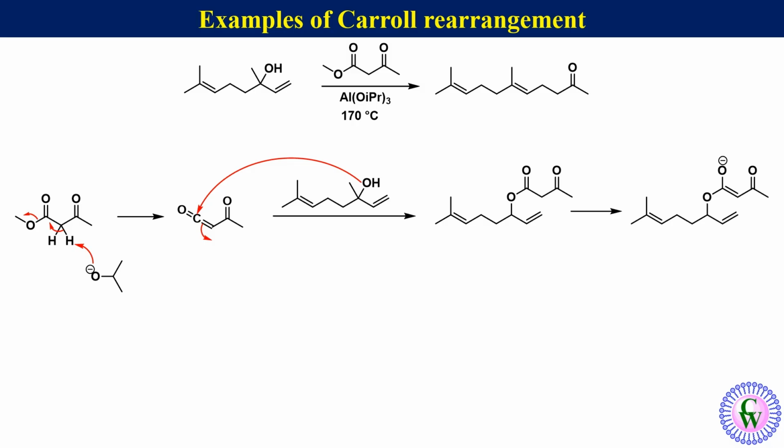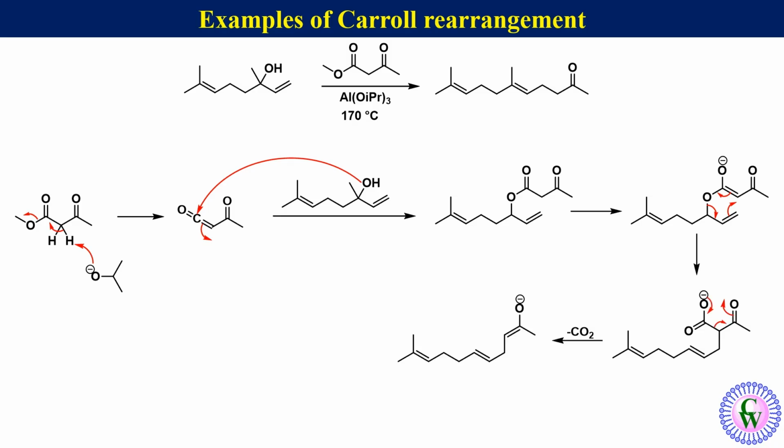Enolization gives this enolate that has 1,5-diene system and undergoes 3,3 sigmatropic shift to produce this keto carboxylate. Removal of carbon dioxide gives this enolate, which after protonation gives geranyl acetone.